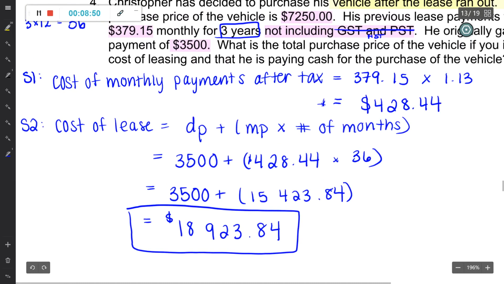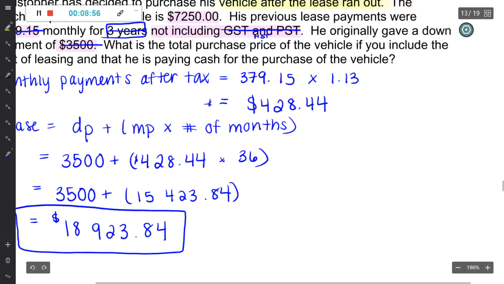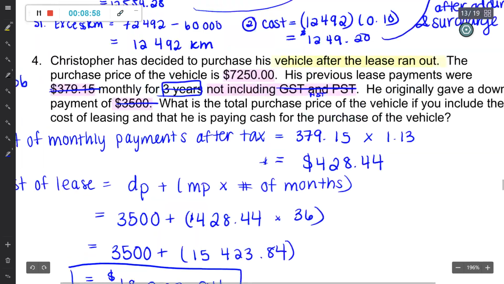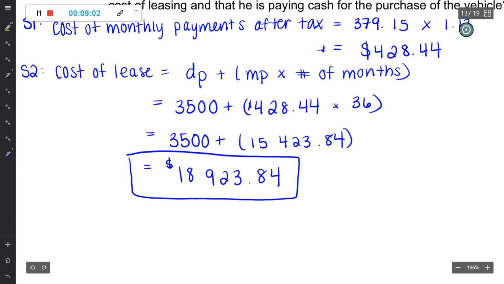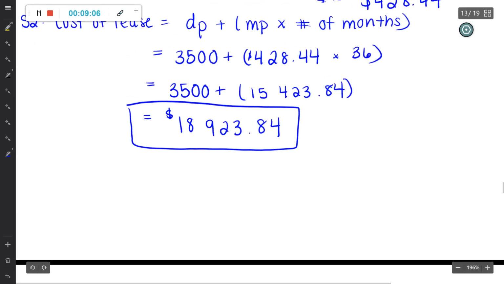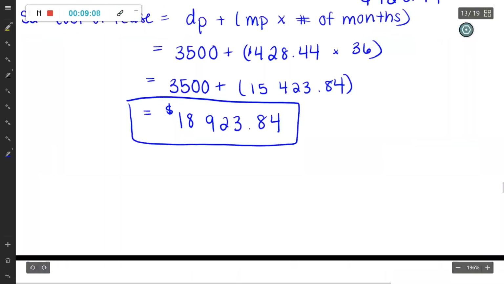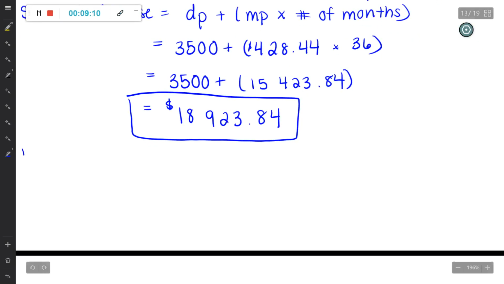Okay? Now, I have used the 3 years. I have used the down payment. Last thing I'm going to do is I'm actually going to buy the car. So this is how much I paid over the course of 3 years. If I want to know how much I'm paying for the car, I'm going to add this new thing in. So I'm just going to write it down.